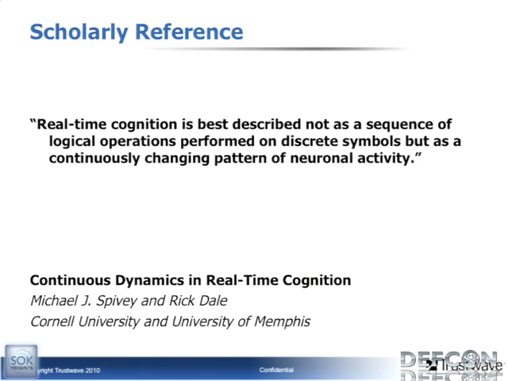Here's the scholarly reference that I think means what I think I'm talking about: real-time cognition is best described not as a sequence of logical operations performed on discrete symbols, but as a continuously changing pattern of neuronal activity. So, this poor Michael Spivey, who got cited at DEF CON, and Rick Dale of the University of Memphis and Cornell University. What I take away from that is it's a flow.